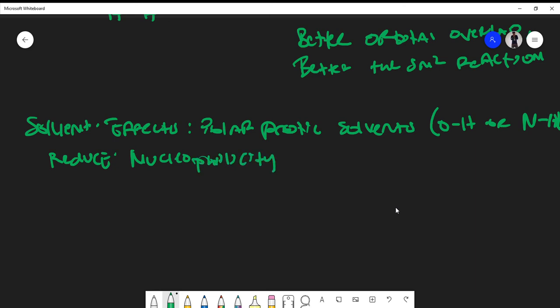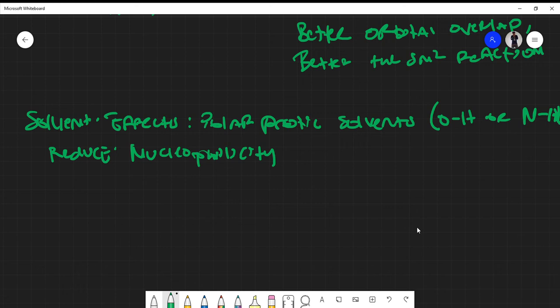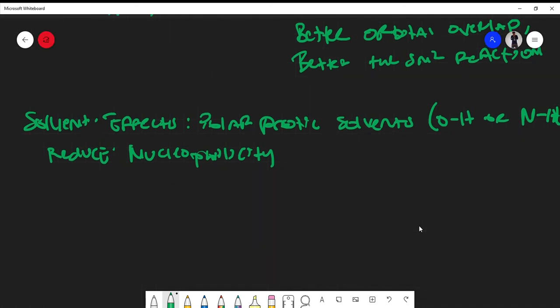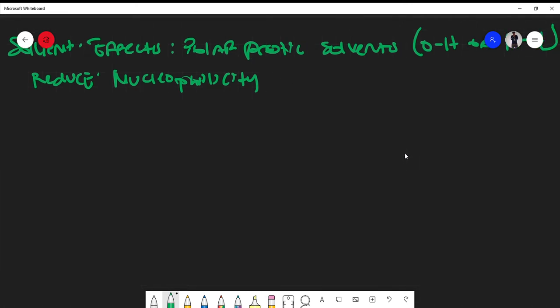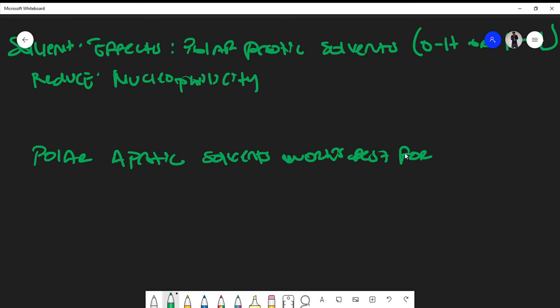So, in other words, we do not use polar protic solvents for Sn2 reactions because essentially it's going to damage the nucleophile, in a nutshell. We don't want a solvent that's too good. So we actually do not use polar protic solvents for Sn2 reactions. Rather, what we use are polar aprotic solvents, and these are what actually work best for Sn2 reactions.